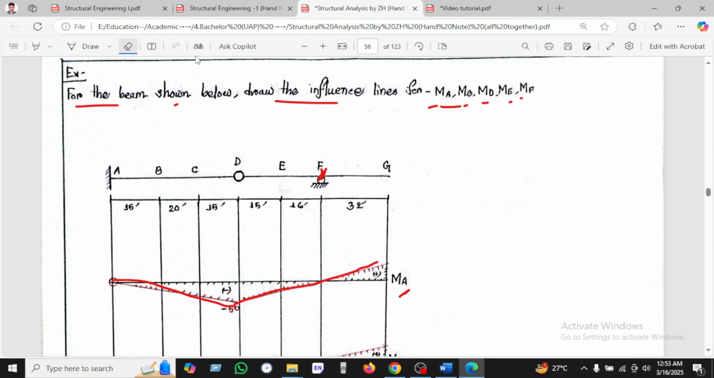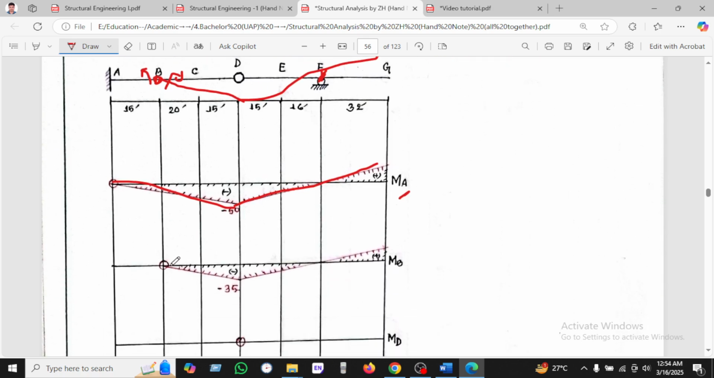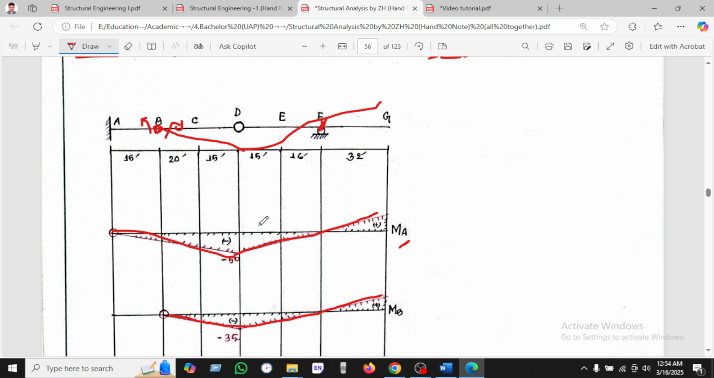Okay, so let's see another one, which is MB. So this is the MB. If we insert an internal hinge and rotate on the left side, no change will appear, and it will appear if we apply the rotation rightward, then it will be changed like this and this. Okay, so these are the MB. It will be acting this way.